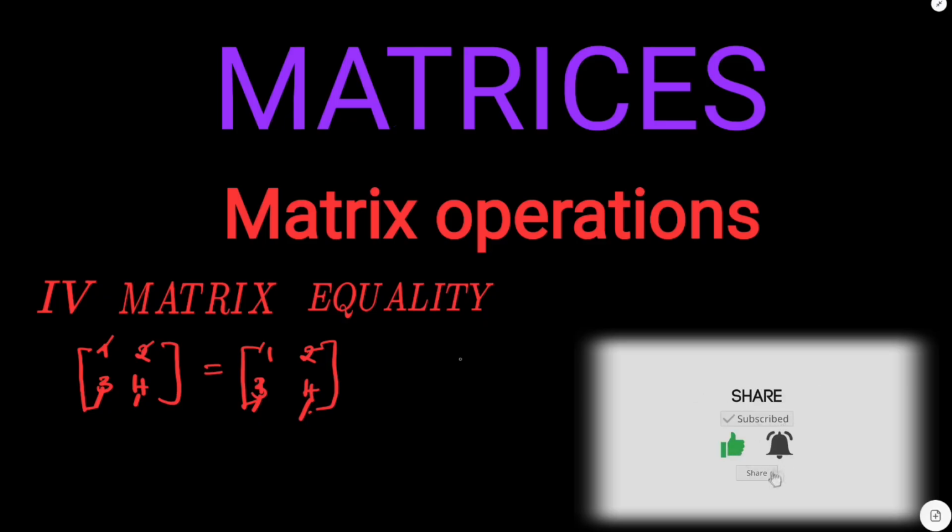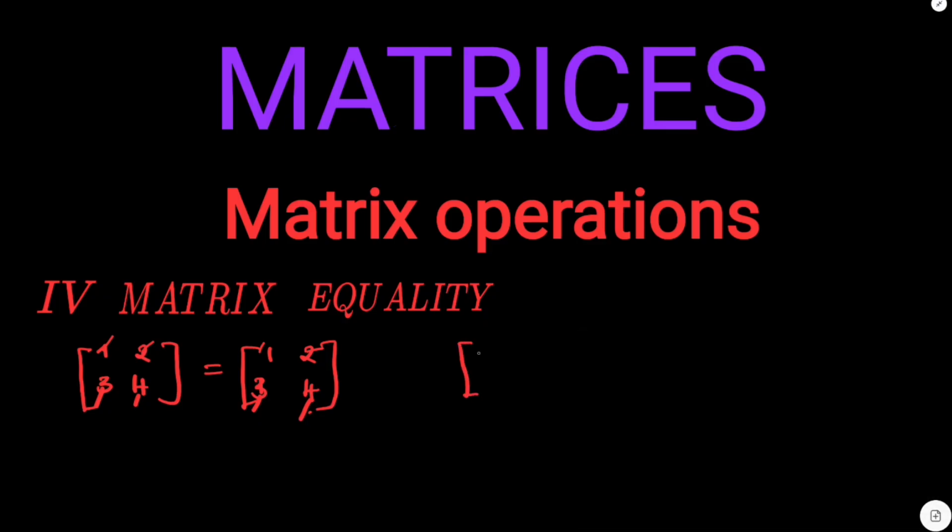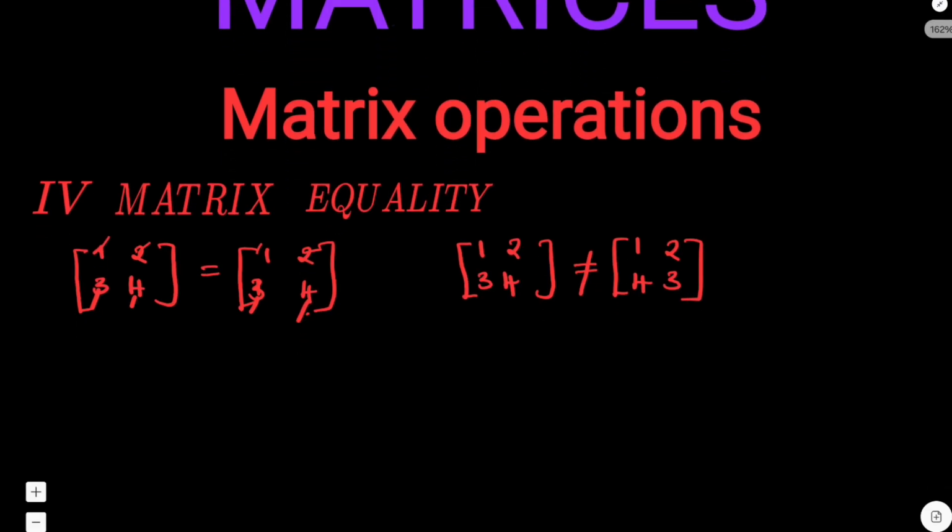But there are some cases. If we have 1, 2, 3, and 4, and we have 1, 2, 4, and 3, these two matrices are not equal. Some of their corresponding entries are the same, but some are not the same. As long as there is even one case which is not the same, then the matrices are not equal.